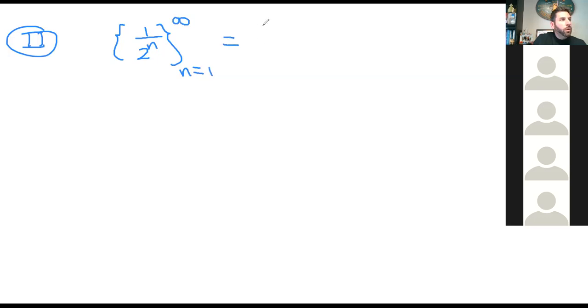And so what's the first guy? The first guy is when n equals 1, so I get 1/2. When n equals 2, I get 1/4. When n equals 3, I get 1/8. Then I get 1/16, 1/32.